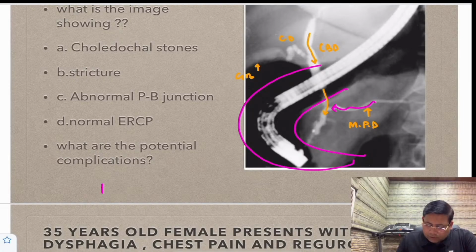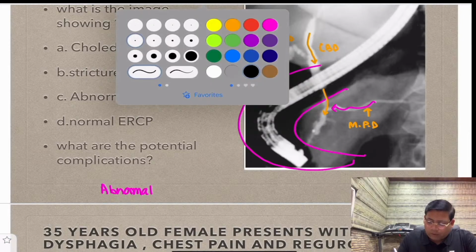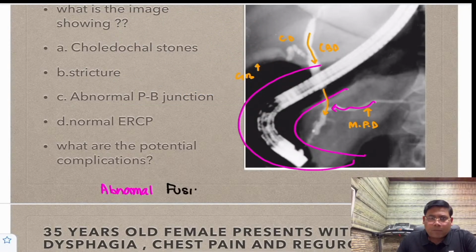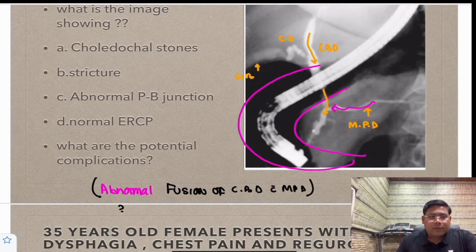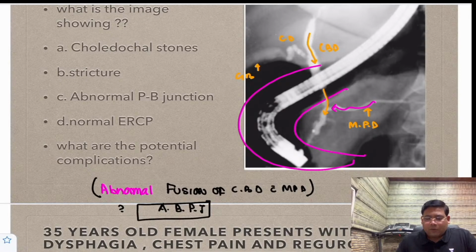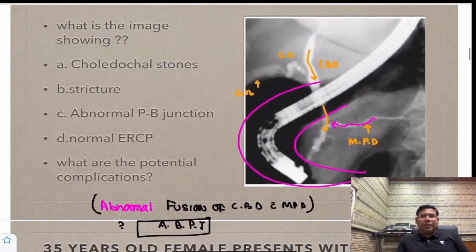So this is abnormal fusion of common bile duct with main pancreatic duct. And why is it abnormal? Because the fusion is outside the duodenum, and that is what is known as abnormal biliopancreatic junction. So this phenomenon that you see is what is known as ABPJ. What is known as ABPJ?